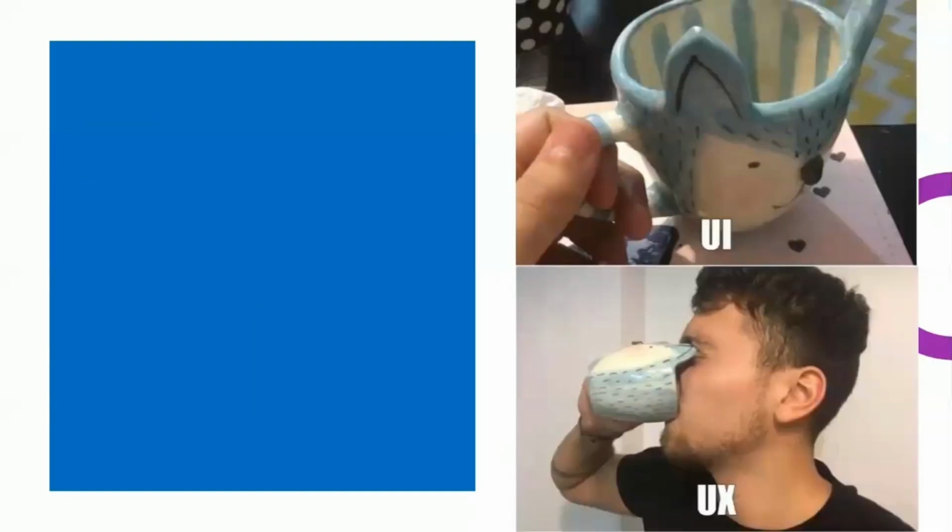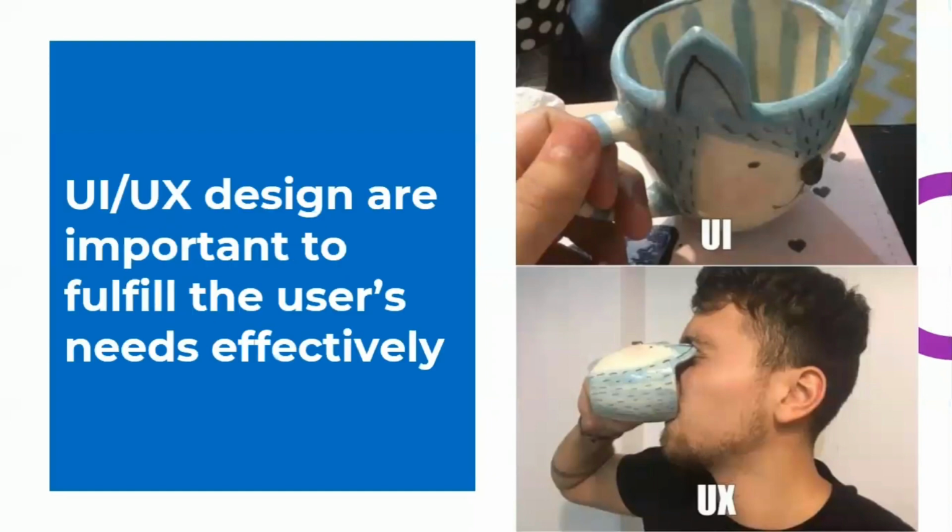UI and UX design are important to fulfill the user's needs effectively. Here we see a cup that is designed interestingly. This is our user interface, where we look at the colors and the graphics and the makeup of the cup. But then we consider our user experience. What will the experience be like when our user now goes to use this cup? Here we can see that the user interface and the user experience does not quite work well together. And so we have these two terms to consider as we design our apps moving forward.